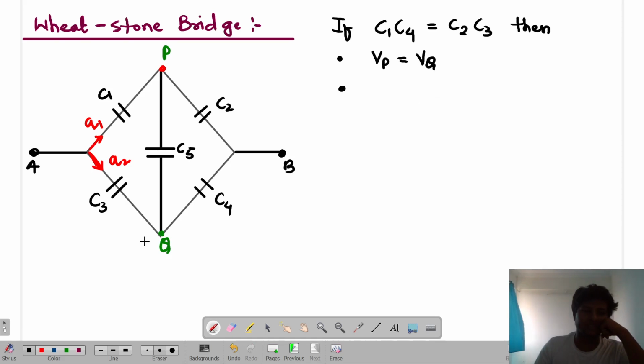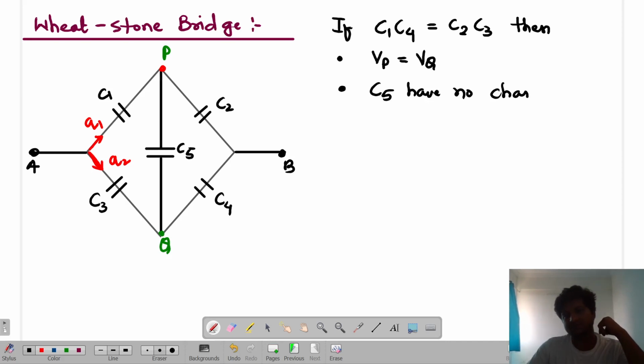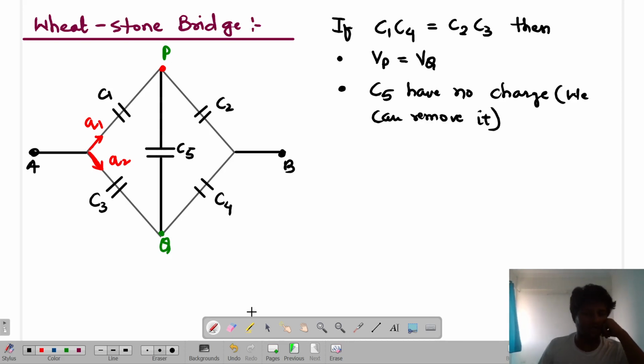मतलब अगर ये दोनों potential same हो गया, then no charge will flow through the PQ segment. So that means C5 has no charge, so basically we can easily remove it. There is no point putting the capacitors. Then C1 and C2 will be in series, and C3 and C4 will be in series, and after that you can solve. But the condition is: the first important condition is if C1 C4 is equal to C2 C3. This is my first case.